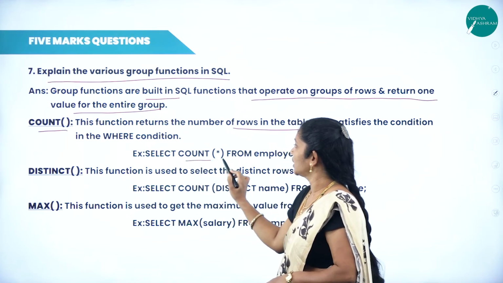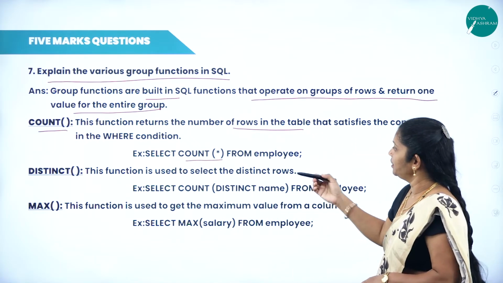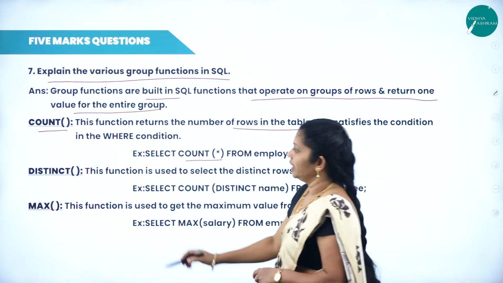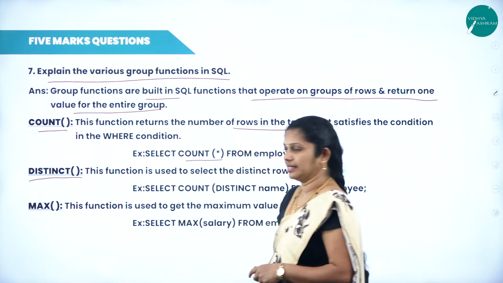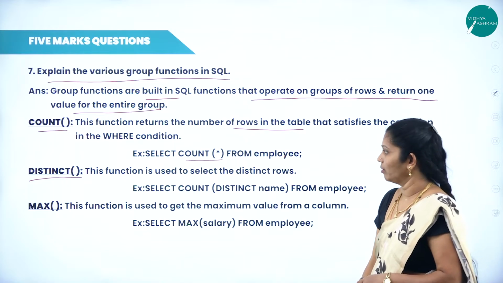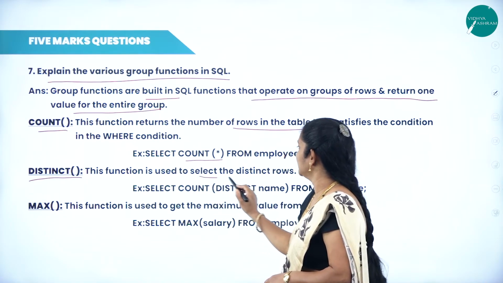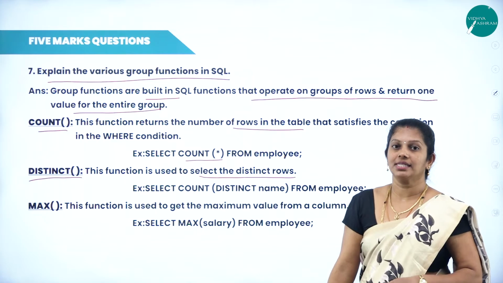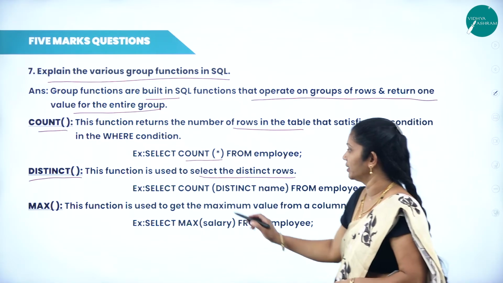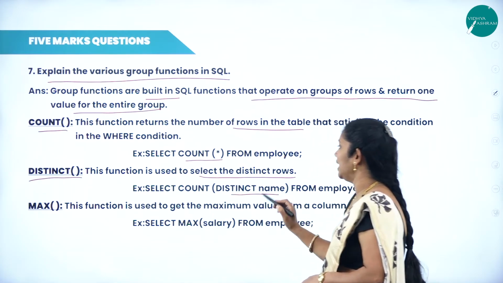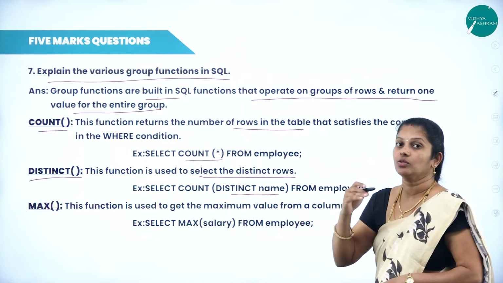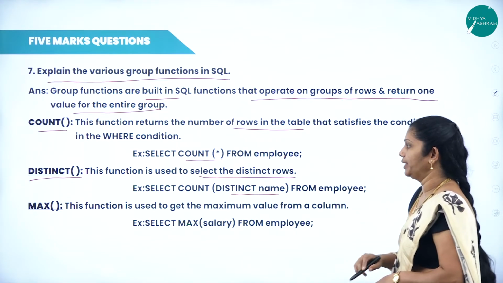Here, select count star from employee. It means that from the employee table, it counts how many records are there and displays that. Then one more group function we have, distinct. The distinct function helps to remove duplication in the records. This function is used to select the distinct rows. Distinct means repetitions can be avoided, duplications can be avoided here. If I write select count distinct name, then it will select only the names which are not repeated from the employee table.